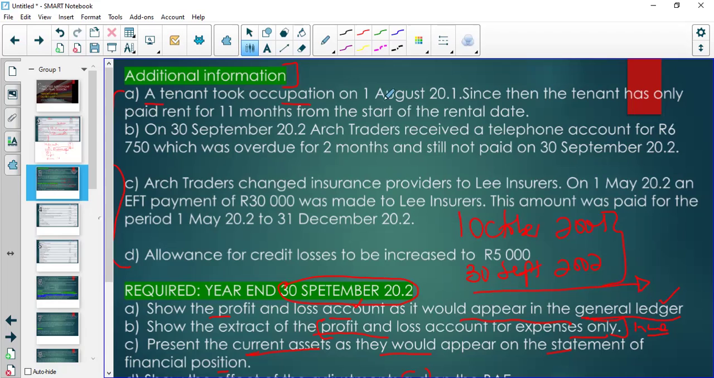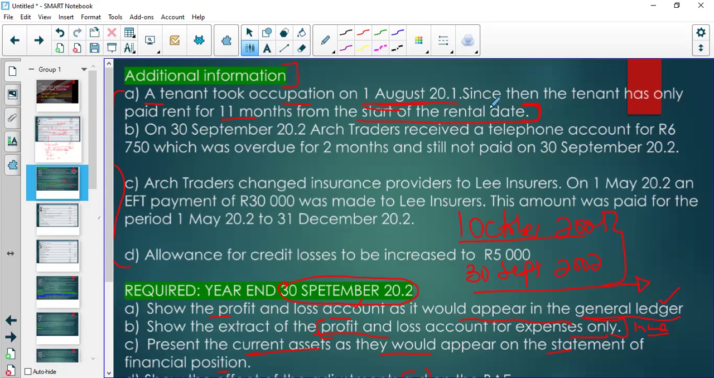All right, so a tenant took occupation on the 1st of August 2001. Remember, our year started here on 1 October, right, 2001. So this tenant took occupation on the 1st of August. So that is last year. All right, they started last year already. Since then, the tenant has only paid rent for 11 months from the start of the rental date. Right, so that's very interesting.